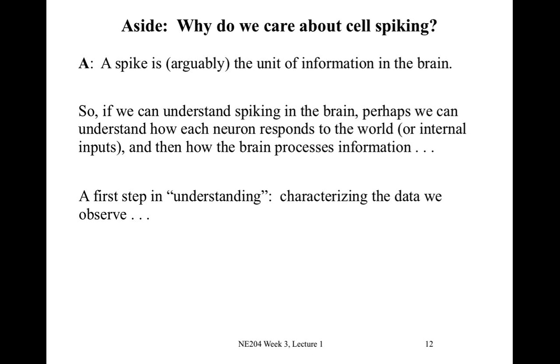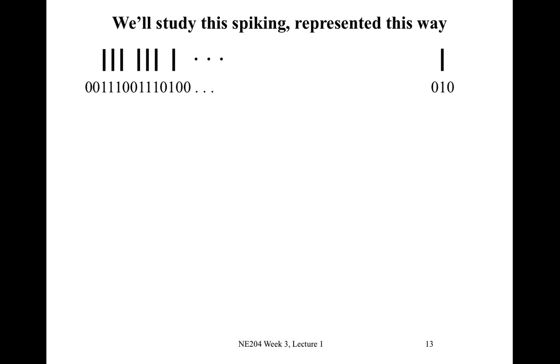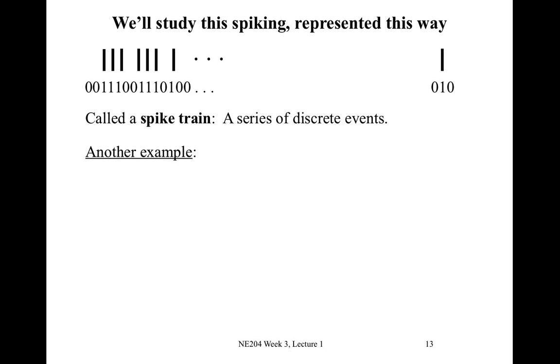Now, our first step to this understanding is to characterize the data we actually observe. By understanding these spike trains, perhaps we can understand more about information processing in the brain. So we're going to study spiking, at least to start, in this rather abstract way, where we've taken the spike train data we've observed in a neuron, and represented it either as a series of tick marks in the top row, or as a series of zeros and ones, where these indicate when a spike occurs in time. This is sometimes called a spike train, which represents a series of discrete events.